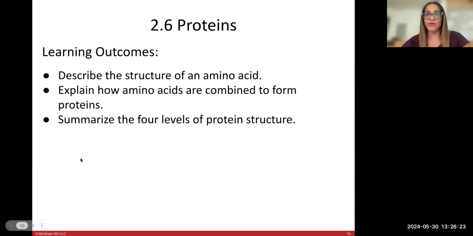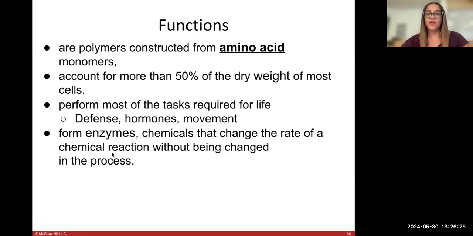Proteins are our next macromolecule. They are polymers constructed from amino acid monomers. They account for more than 50% of the dry weight of most of our cells. They perform most of the tasks required for life: defense, hormones, movement, and many more. They form enzymes, which are chemicals that change the rate of a chemical reaction without being changed in the process.